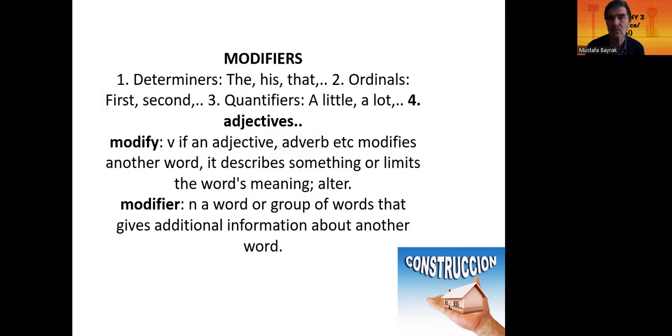A modifier is a word or group of words that gives additional information about another word. For example, a good behavior. A very good behavior. Very gives extra information about very good. A good behavior, good behavior gives us the quality of that behavior, but a very good behavior gives much more information about the quality of that behavior.